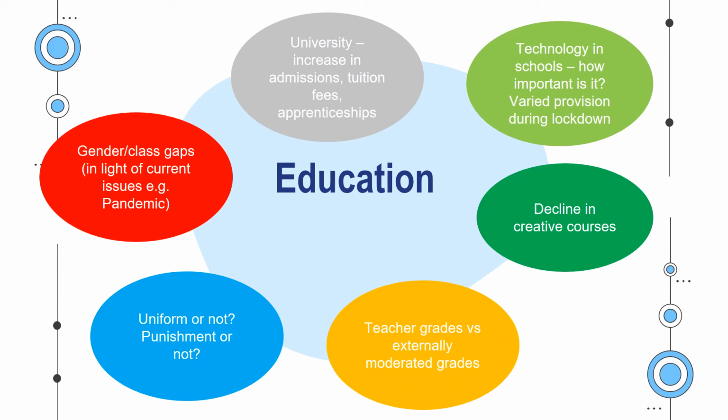Uniform, always a big debate. Should we enforce school uniform or not? Punishment, do we get the right level of punishment now or not? Should it be less or more?